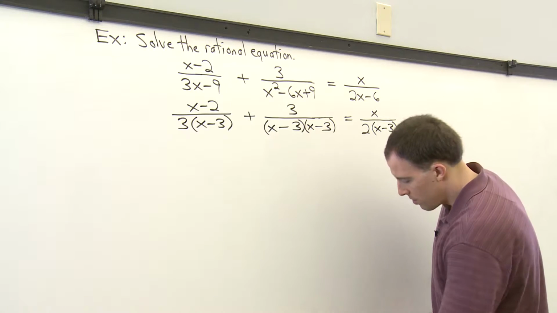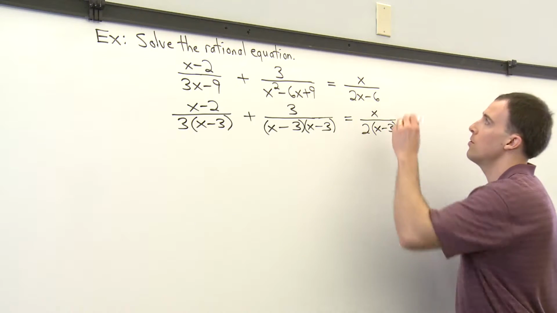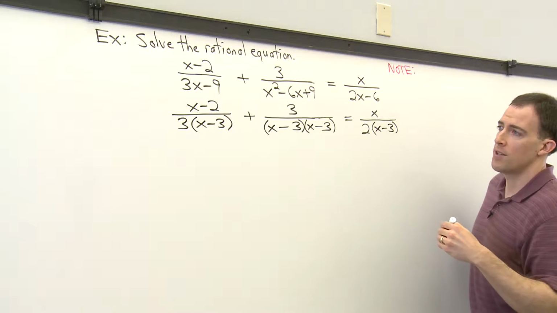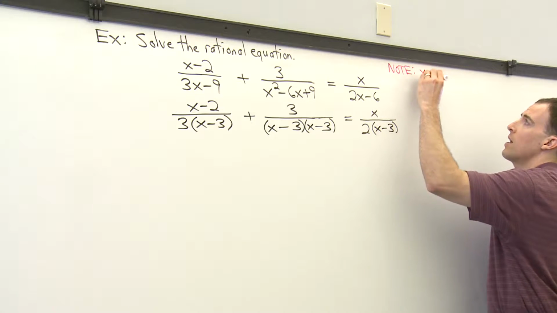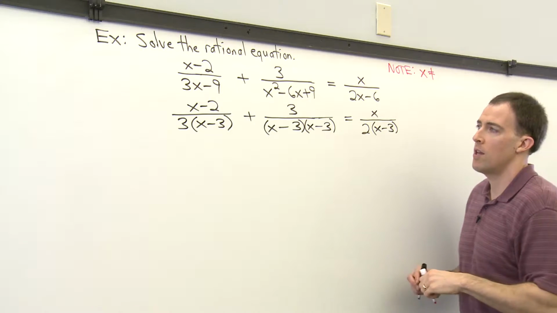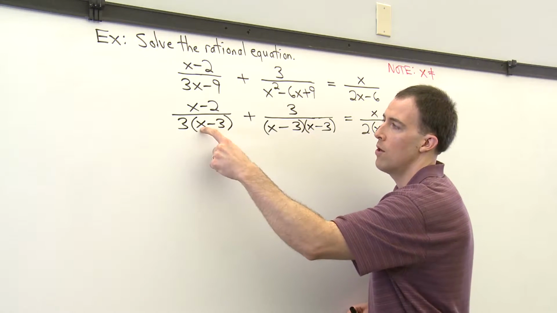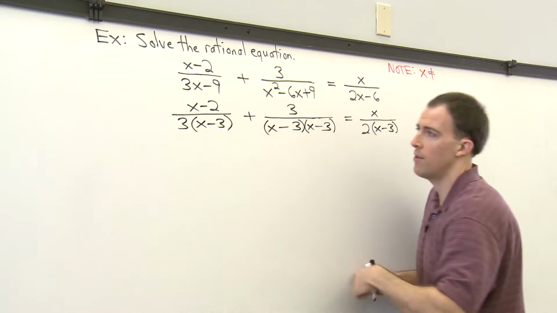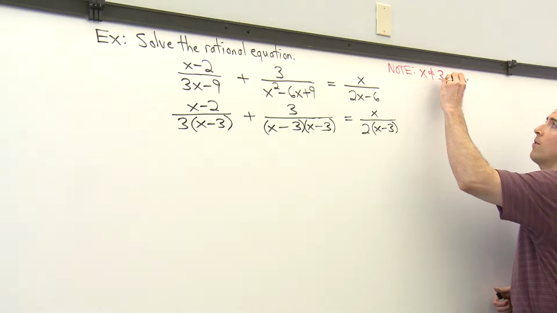The next thing to do is to write down any restrictions on the variable. So it's helpful to make a note to yourself at the top of what x is not allowed to equal. Here, x cannot equal any value that makes any of the denominators 0. So 3, because 3 subtract 3 would make this factor 0, and it would 0 out the denominator there. So x can't equal 3.